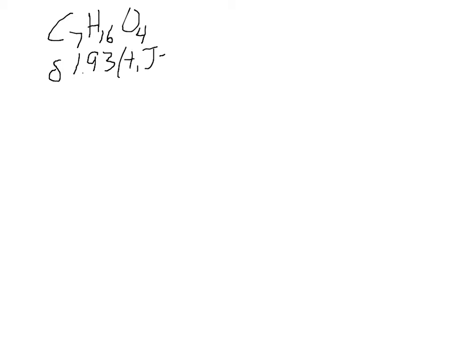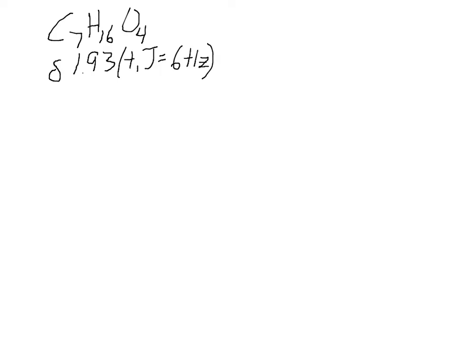Okay, so we're going to work on a problem trying to work backwards. We're given information about an NMR spectrum. So we're given C7H16O4, and we're told we have a peak at 1.93. That is a triplet that has a coupling constant of 6 hertz.